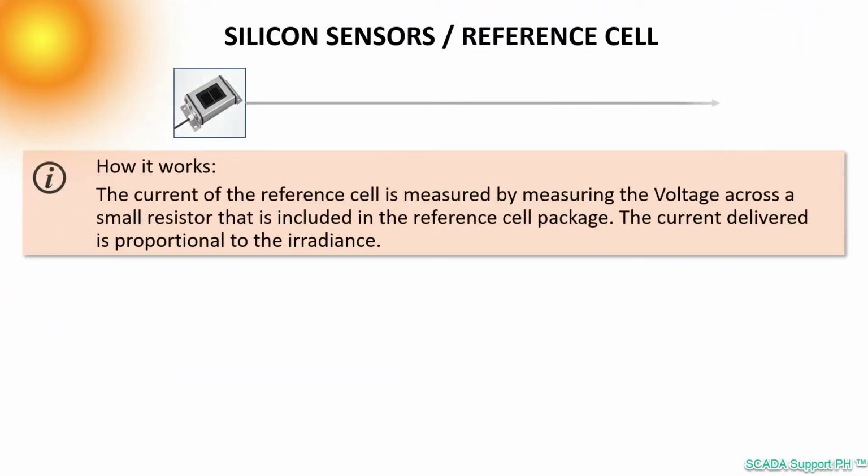For silicon sensors, the current of the reference cell is measured by measuring the voltage across a small resistor that is included in the reference cell package. The current delivered is proportional to the irradiance.